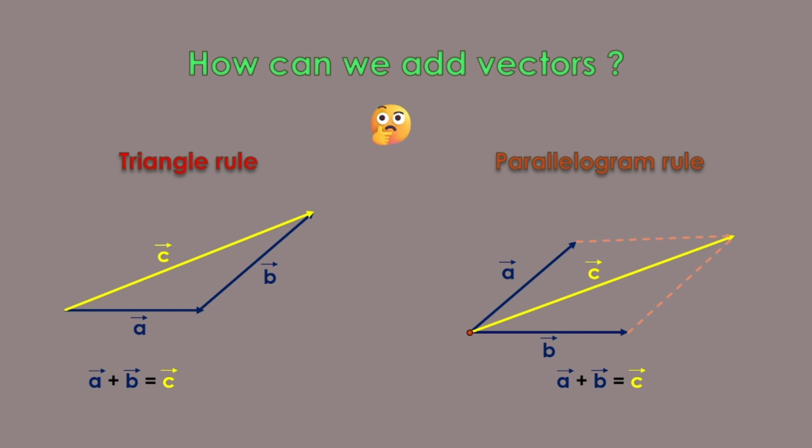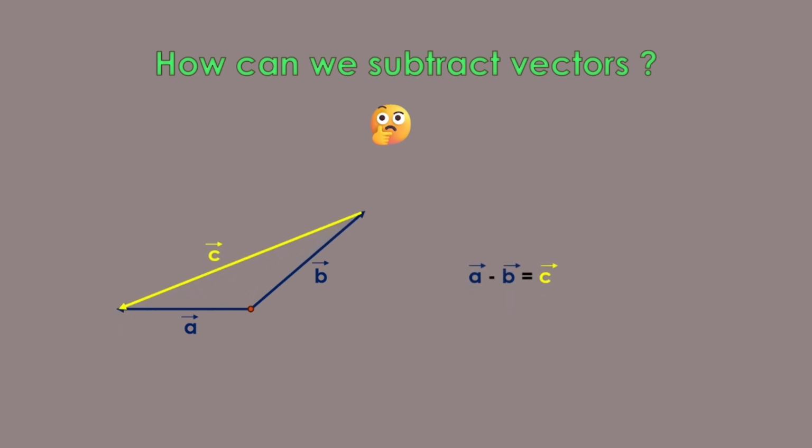But how can we perform the inverse operation, subtraction? Step by step, following the head-to-tail rule. Reduce the vectors to a common origin. Set aside vectors A and B so they have the same origin. Determine the difference vector. Join the end of vector B to the end of vector A. The vector that goes from the end of B to the end of A is the difference vector, A minus B.